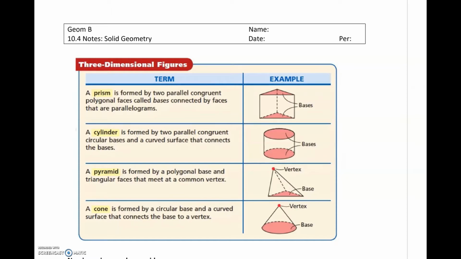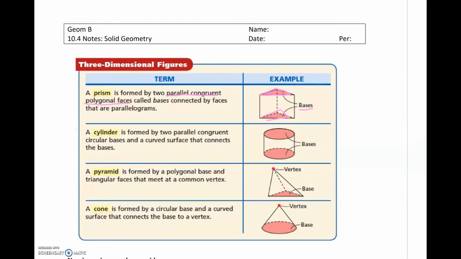So what is a prism? A prism is formed by two parallel congruent polygonal faces. So you'll see that there should be two parallel faces. Faces are basically any of those two-dimensional shapes like triangles, squares, parallelograms that you'll see around a solid. So in this example here on the right, the bases are these triangles. And you can see they are parallel and they are congruent.